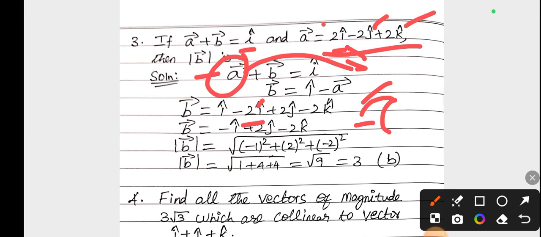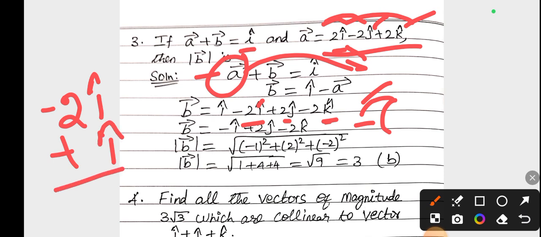You say, children, minus into 2i: minus 2i. Minus into minus 2j: plus 2j. Minus into plus 2k: minus 2k. Simplify. And you know minus 2i plus i, what you will get? Minus i cap. Then plus 2j cap minus 2k cap, you can write as it is.